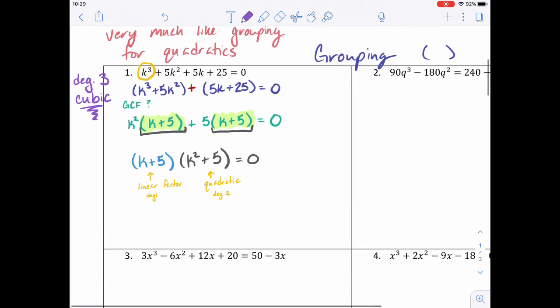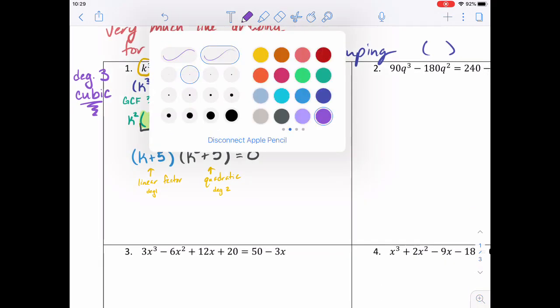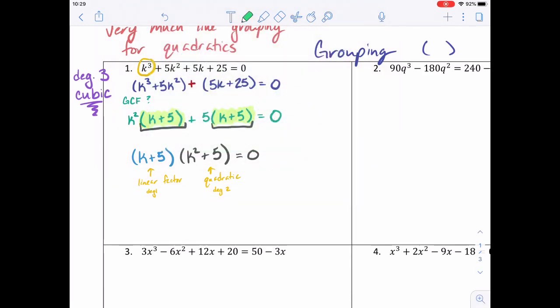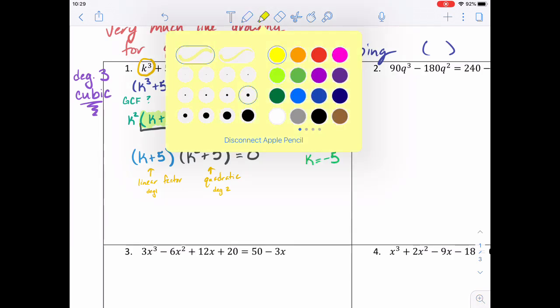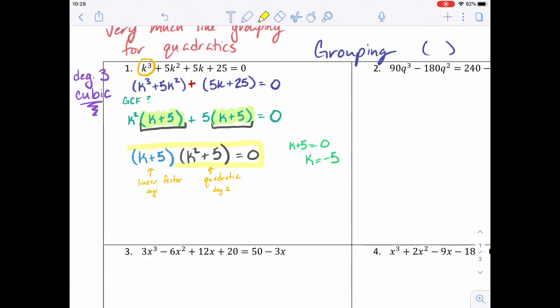So the last thing we need to do is solve. Remember, to solve, we're going to take each of our factors and set it equal to 0. So we're going to take k plus 5, set it equal to 0. That's going to give us k equals negative 5. So let's highlight our factorization. And then we have one solution.